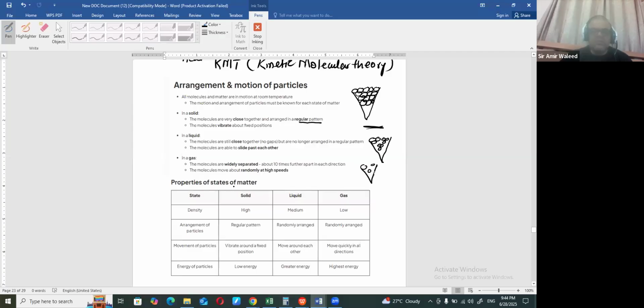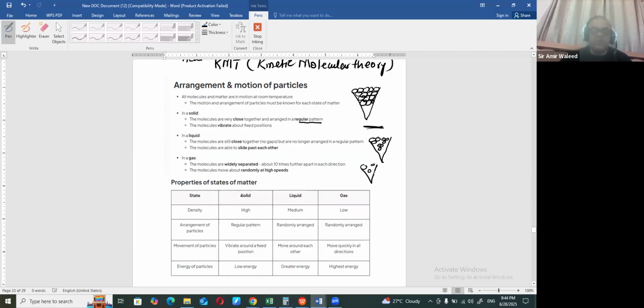So what are the properties of matter, which is solid, liquid, and gas? As far as state is concerned, density, for example. Density means how close the particles are in a particular volume, right? Mass per unit volume.